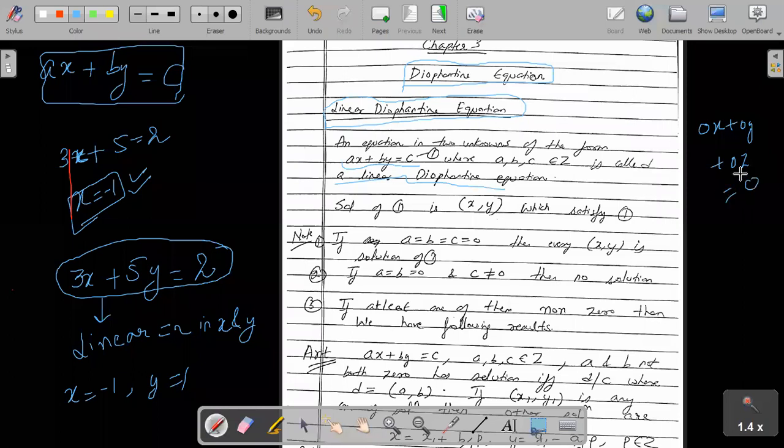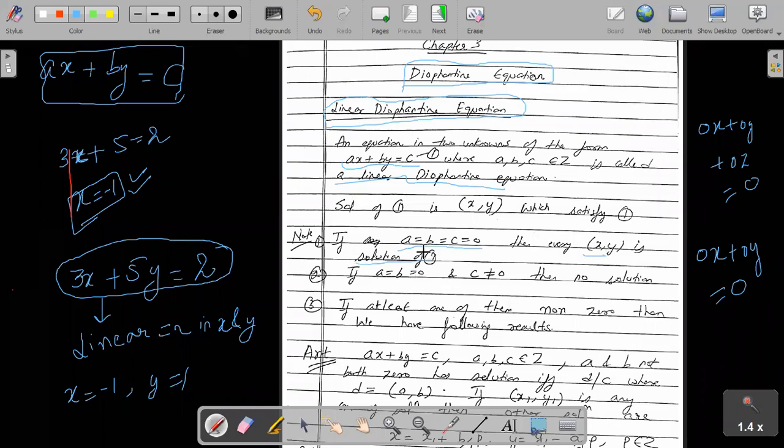Obviously this is going to be 0, because 0 into x is 0, 0 into y is 0, 0 into z is 0. So can you tell me what are the values of x, y, z which will satisfy this equation? Ma'am, any integer. You give me any x, and it will satisfy the equation. Similarly, with two variables, 0 into x plus 0 into y is equal to 0, so this equation is satisfied for any x and y. So if a is equal to b is equal to c is equal to 0, then every x, y is a solution of the equation.